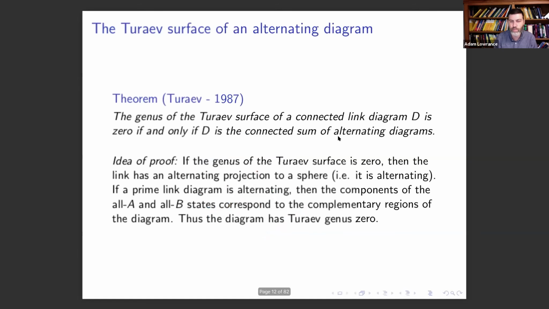And then there's just a little bit more to do that has to do with taking non-alternating connect sums of alternating diagrams. And you don't get back the original projection sphere, but you do sort of get back two projection spheres that you glue together in a weird way that gives you another sphere.